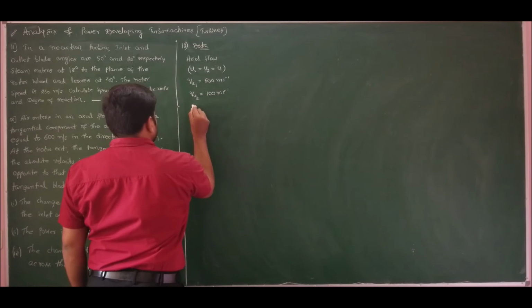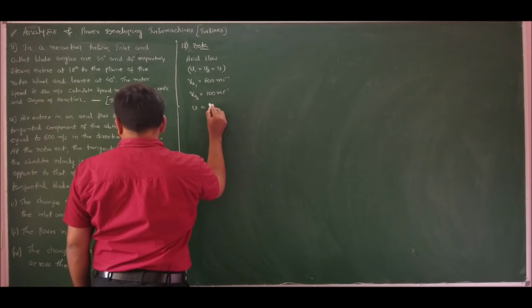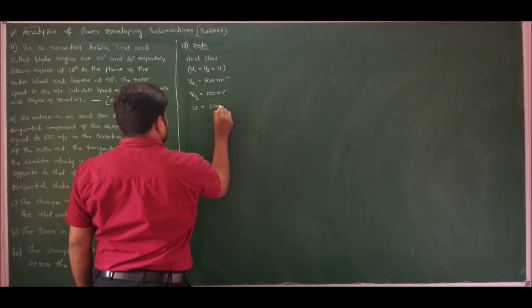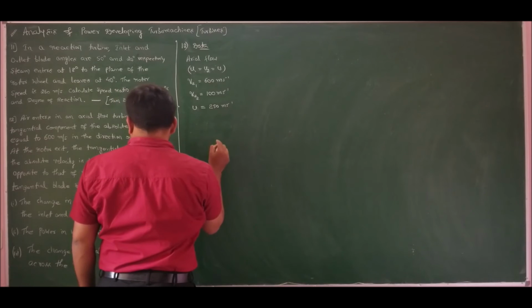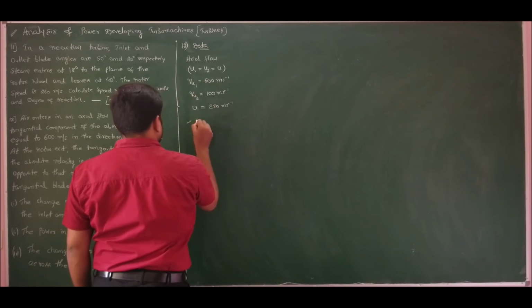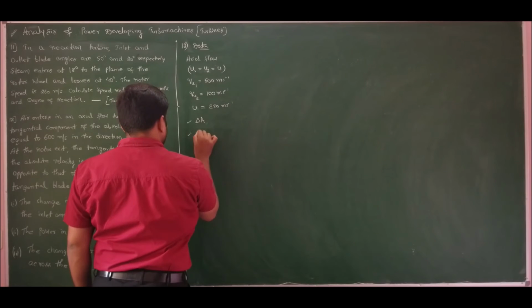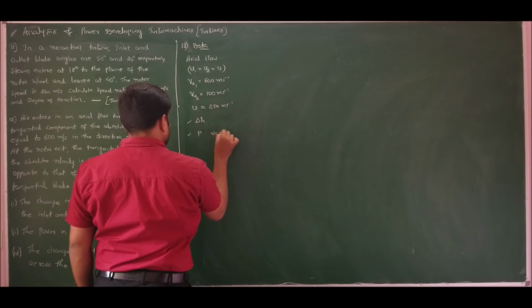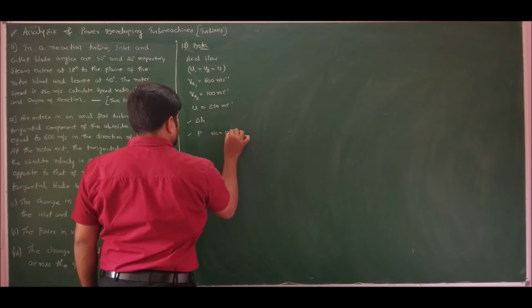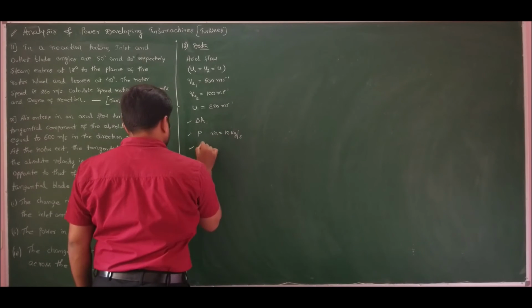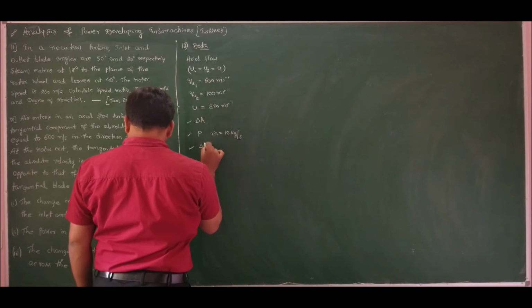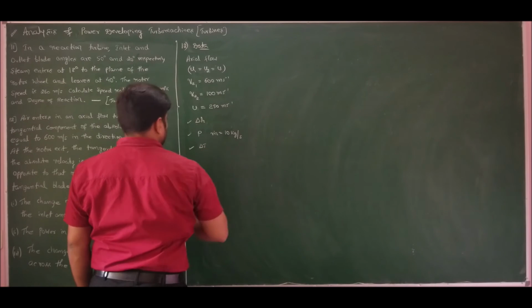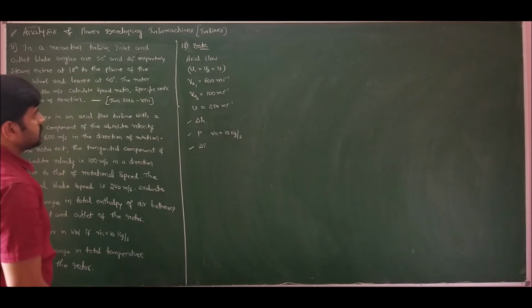The tangential blade speed, blade has only one speed, that is denoted by U, which is 250 meters per second. Evaluate change in enthalpy. First one. Second one is power developed for a mass flow rate of 10 kg per second. And third one is decrease in temperature, delta T. So this is the question he has asked.